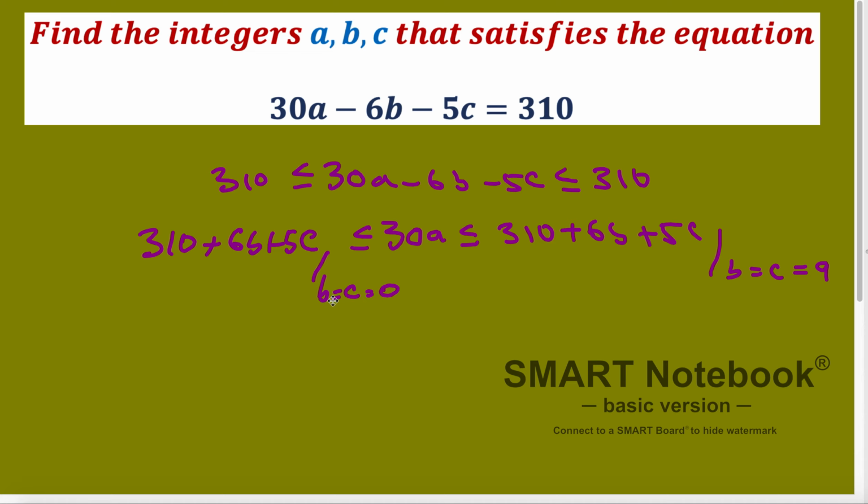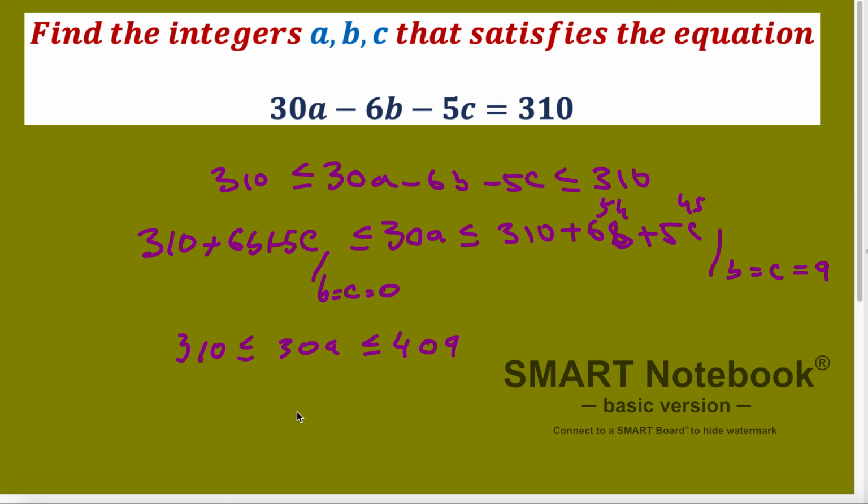If we plug in 0 instead of b and c, this side is going to be 310 smaller or equal to 30a. And the other side is going to be 6 times b, b is 9, 6 times 9 is 54. And c is 9, 5 times 9 is 45. If we add 54 plus 45 that is 99, plus 310 is 409. So here is going to be this inequality.